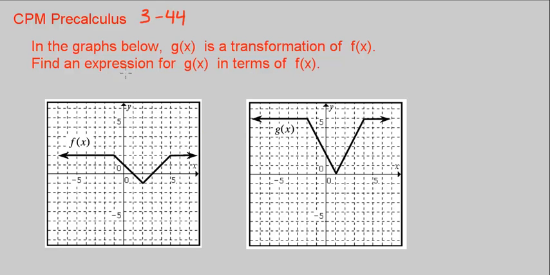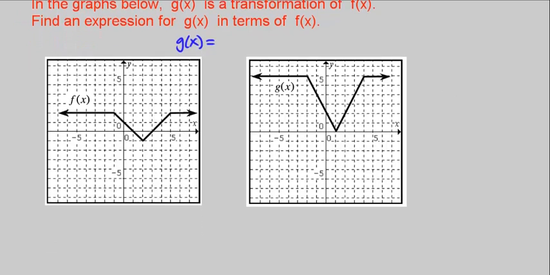So then we're asked to give an expression for g of x in terms of f of x, right? So that means we want to have g of x equals something, and f of x is here related somehow, right? Because it's just a bunch of transformations. So how do we do this problem?